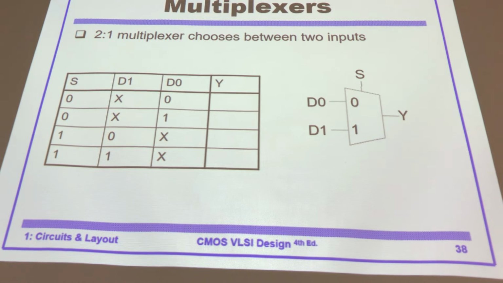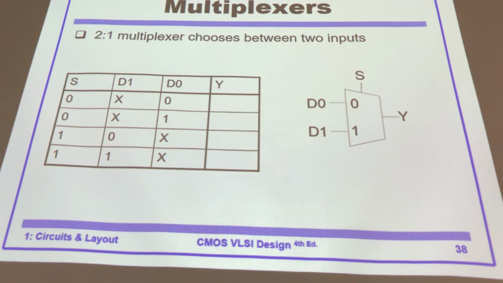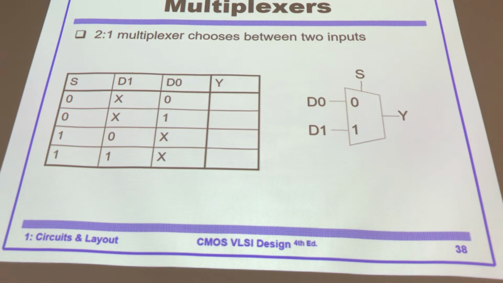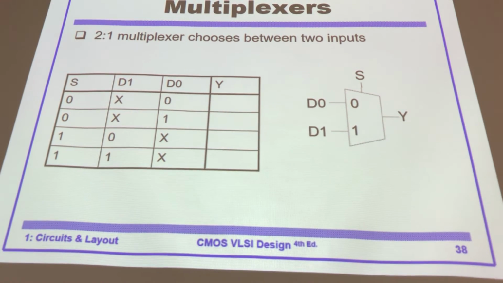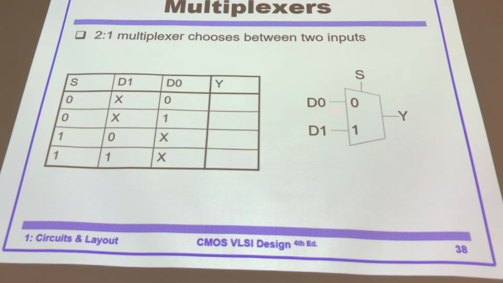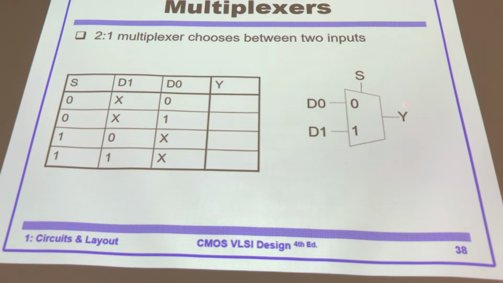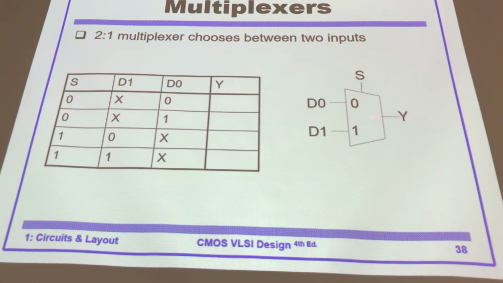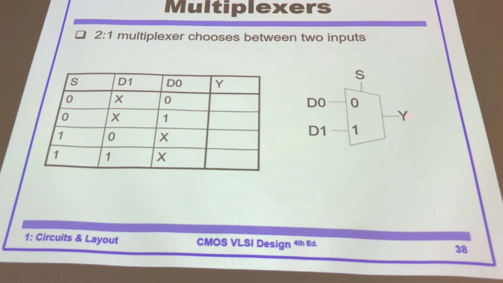Alright, so let's move on, and we are trying to design a 2-to-1 multiplexer. You probably have already learned what a 2-to-1 multiplexer is in digital logic design, right? That's the symbol here. D0, D1 are inputs, Y is the output. S is the selection, the control signal. When S is 0, D0 goes through the multiplexer and appears at the output Y. When S is 1, then D1 will go through.